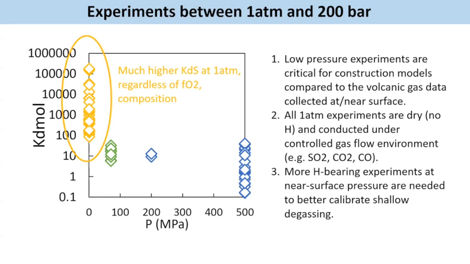However, all these experiments, again, are dry and in a gas atmosphere of SO2, CO2, and CO. This is very different from a natural volcanic gas composition. So what we need is really more water-bearing experiments at near-surface pressure to better calibrate the sulfur partition coefficient in this pressure range. Okay, thanks.